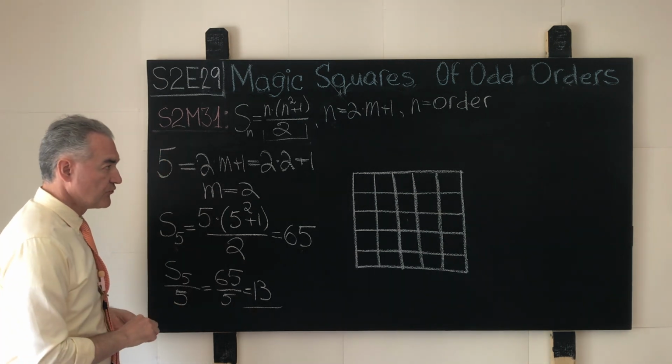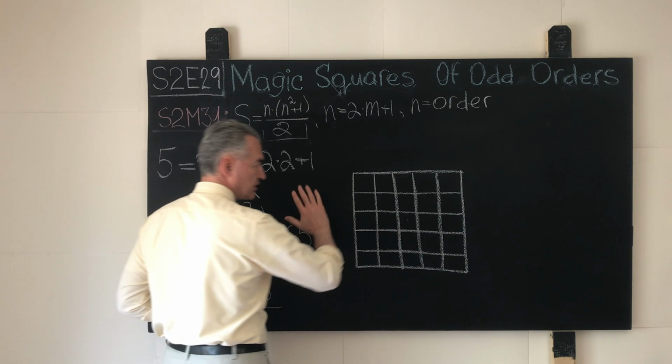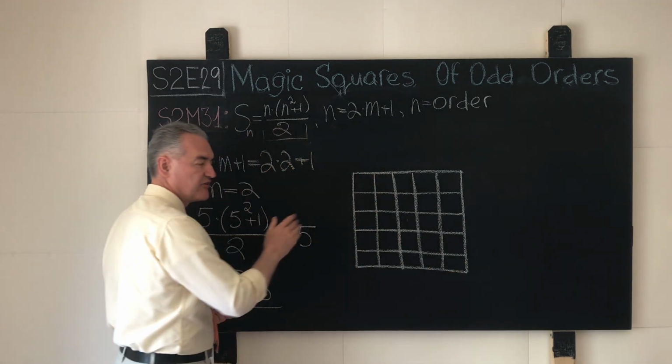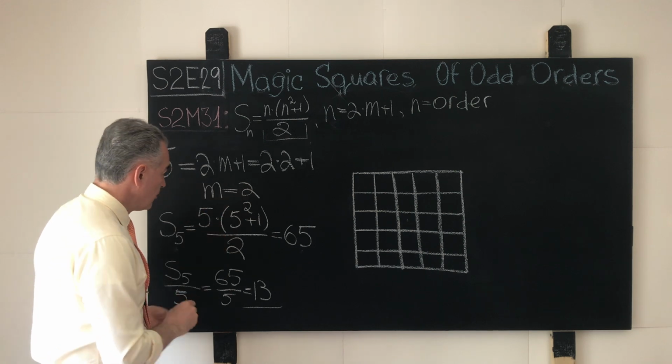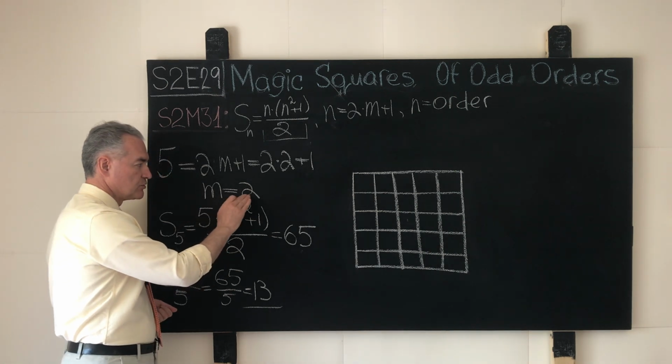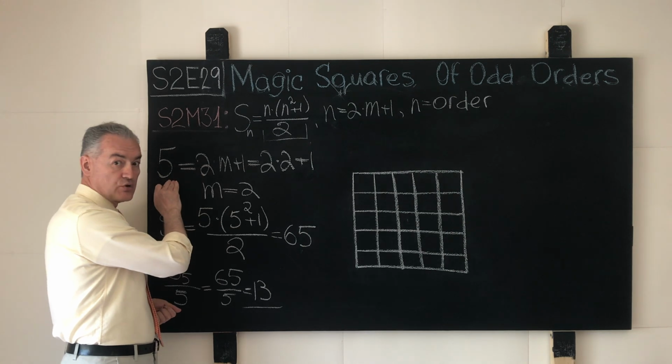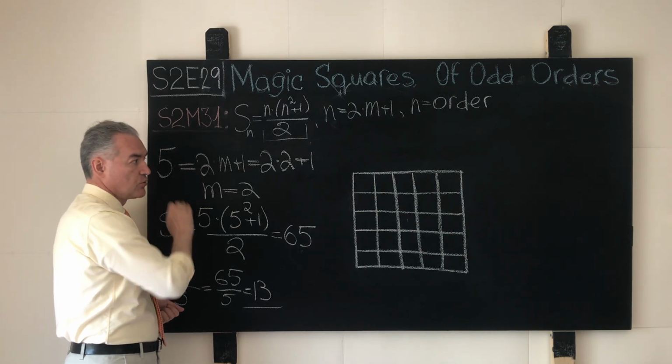As such, the first step I already carried out. To save us some time, we constructed an empty 5 by 5 square. Step number 1 is done. Step number 2: we already know that since m is equal to 2 in the representation of the order of the given magic square, we'll have 2 layers.